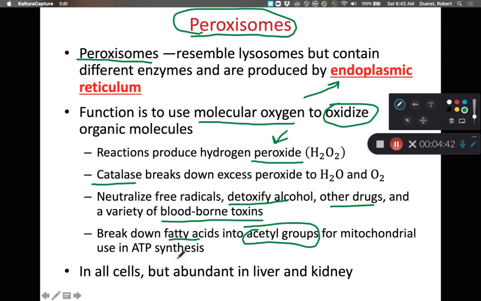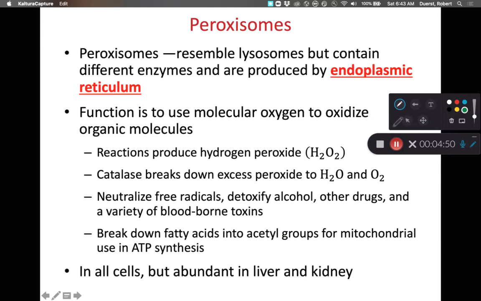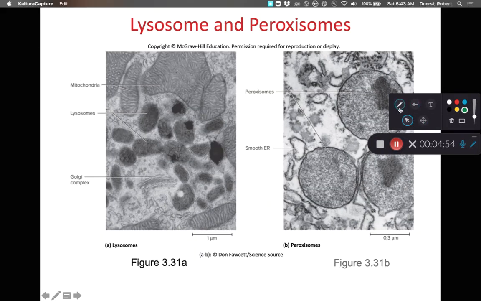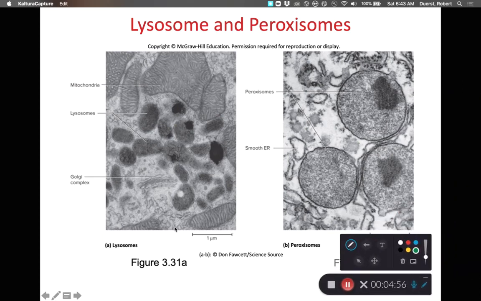Our peroxisomes are present in all cells, but they're especially abundant in liver and kidney cells. Oh, there's so much I could say about that, but I'm not. For the sake of time, we're going to move on and look at our electron micrograph of our membrane-bound organelles.